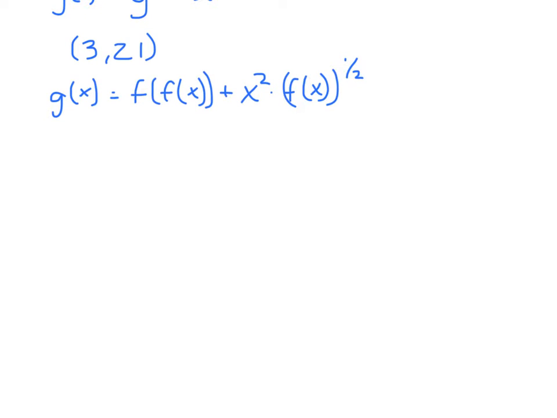Alright, so now when I'm ready to find my slope, my derivative here, okay, f of x is a composition of functions, which really means we have a function inside of another function. So this is the classic application of the chain rule. So we take the derivative of the outside, which is f prime, keep the inside, and then times the derivative of the inside.